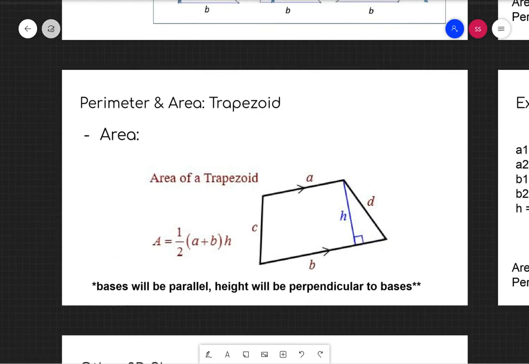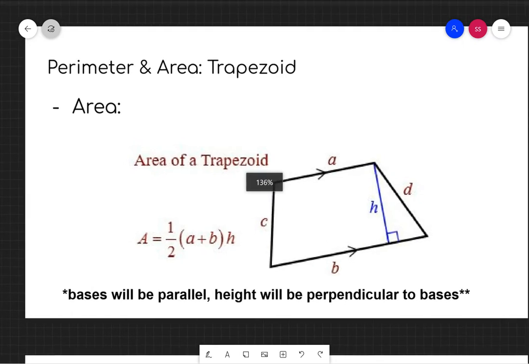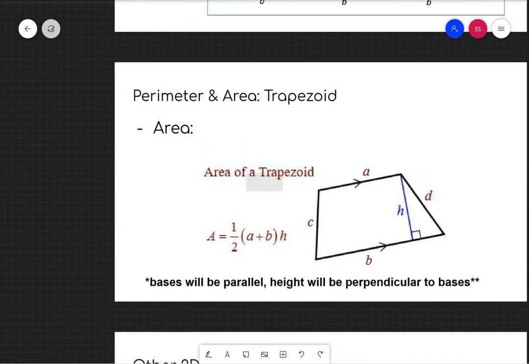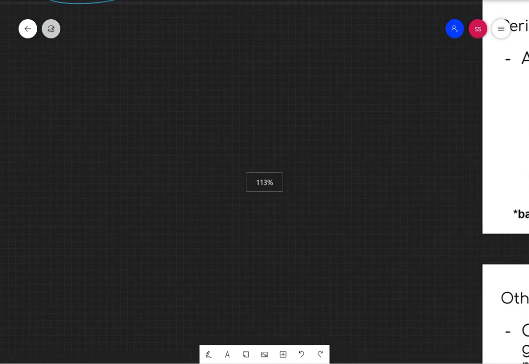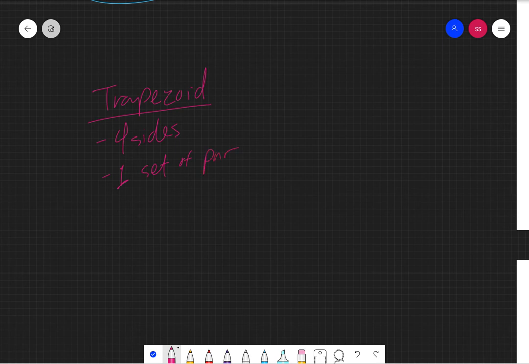Sweet. Okay, the slightly more complicated one, trapezoids. Before we jump into the formulas for trapezoids, just like parallelograms, I wanted to go over kind of what makes a trapezoid. What is a trapezoid? So a trapezoid also has 4 sides, but this time only one set of parallel lines.